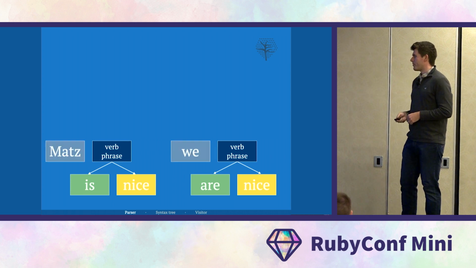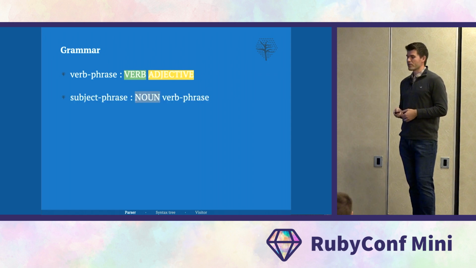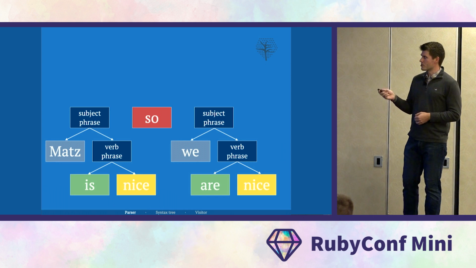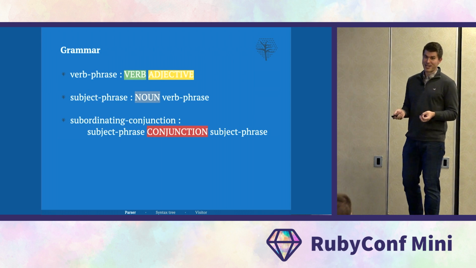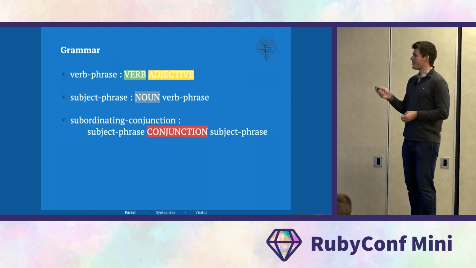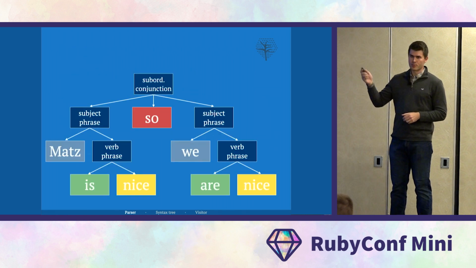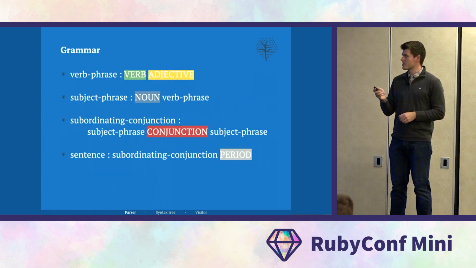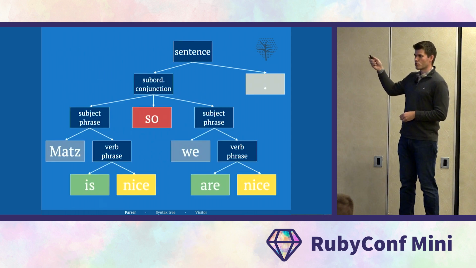Matt's and we, these are both nouns. At least they function as nouns in this sentence. So we're going to call this a subject phrase. A subject phrase is a noun followed by a verb phrase. Okay? Now we have a bigger tree. If we add the word so, that's a conjunction. I had to look this up, but turns out this is a subordinating conjunction. I don't actually know English that well, as it turns out. But a subordinating conjunction is two subject phrases joined by a conjunction. So, okay. Now we have a subordinating conjunction. You remember there was one more token to join. We have a period, and we're going to say a sentence is a subordinating conjunction followed by a period, and now we have defined our grammar. You will see that there is a tree here.